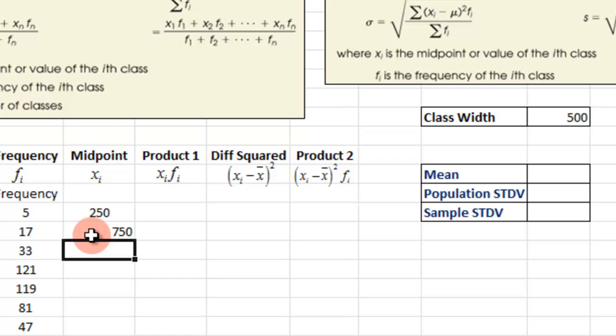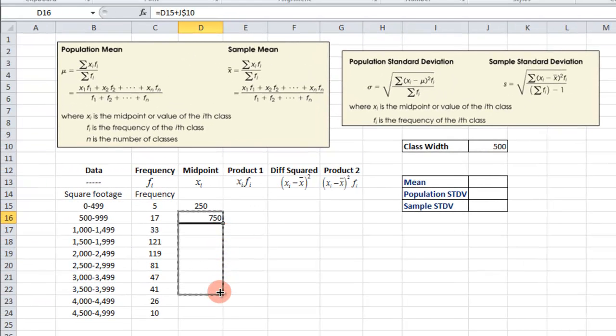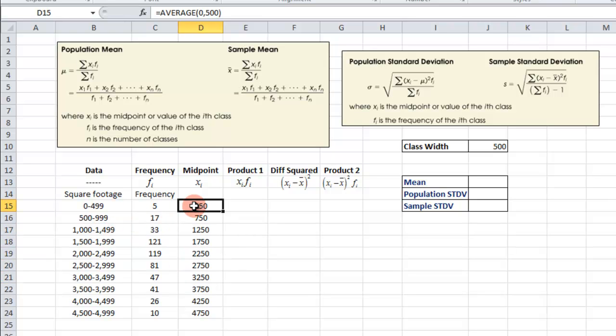All right. Then I just grab it and pull it down, and you'll be able to see that it keeps all that information right in there. So that's the midpoint between there, between there, between there. So find the midpoint of the first, and then just do the class width and add it on.